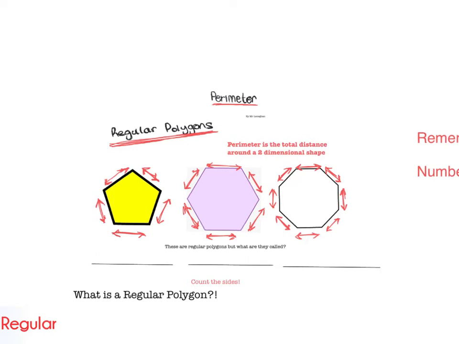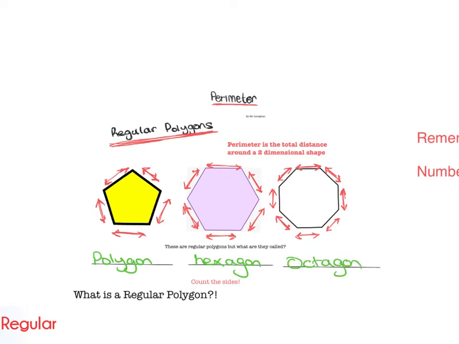So let's look at these regular polygons. Okay, so how many sides does this first one have? 1, 2, 3, 4, 5. That has 5 sides. So what do you call that one? That's a pentagon. The next one, how many sides does it have? It has 1, 2, 3, 4, 5, 6. 6 sides, which makes it a hexagon. And finally, what's that last one? It has 1, 2, 3, 4, 5, 6, 7, 8 sides, which makes it an octagon.